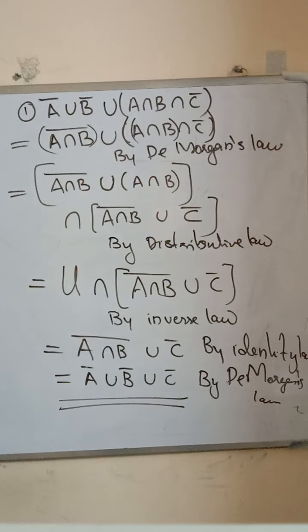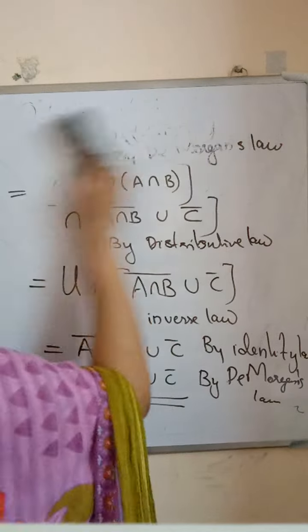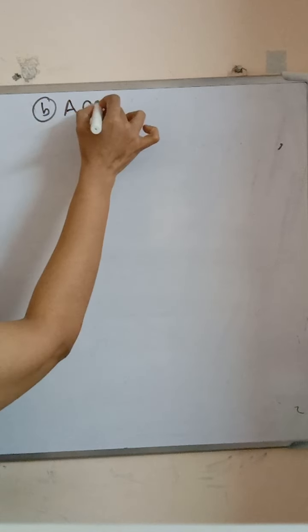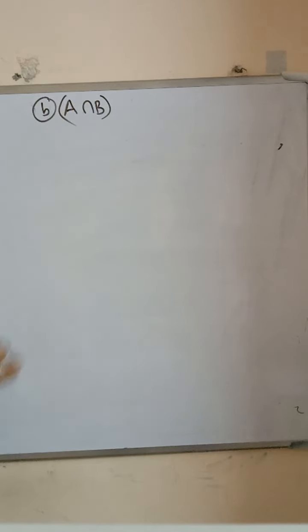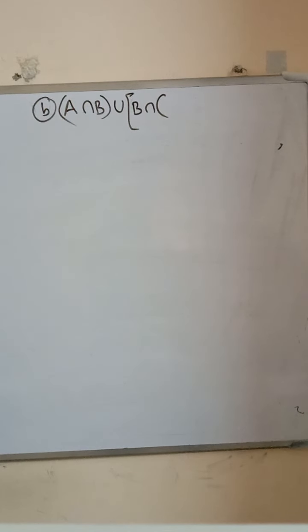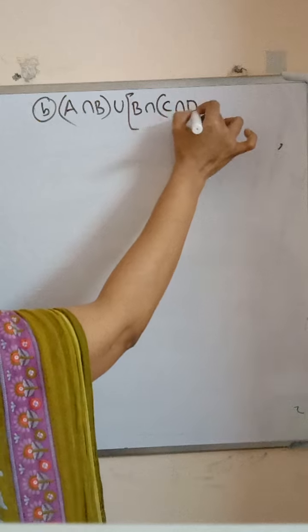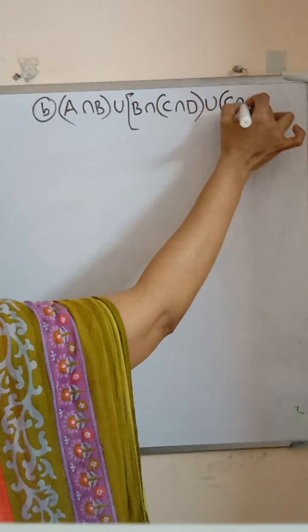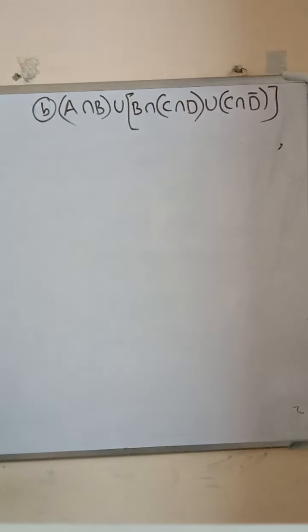Okay. Now let us simplify another set. The second set is A intersection B union B intersection C intersection D union C intersection D complement.